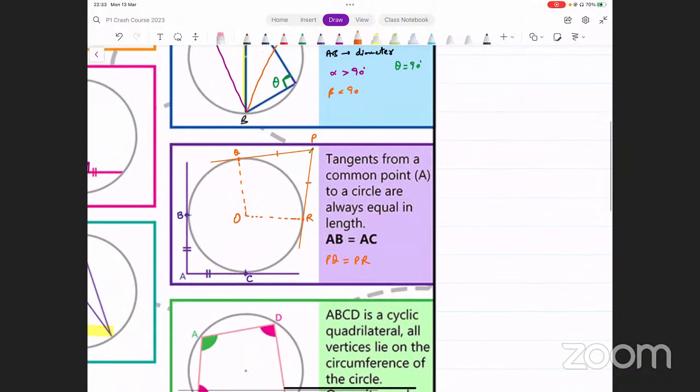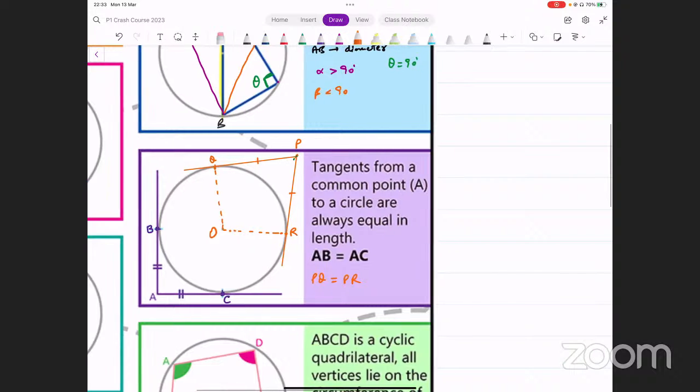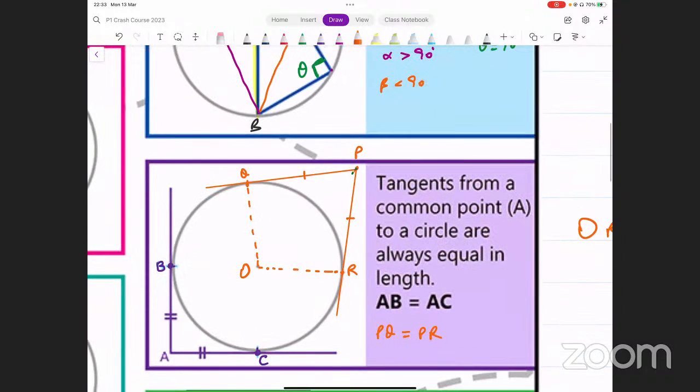Okay, this figure here, let's call this ORPQ. This is a kite. All right, this figure that you get here is a kite, and this angle is 90. Remember, the radius and tangent make 90 degrees with each other, so these angles are 90.